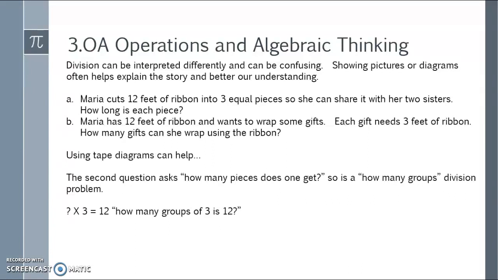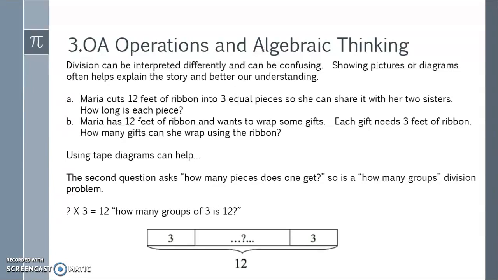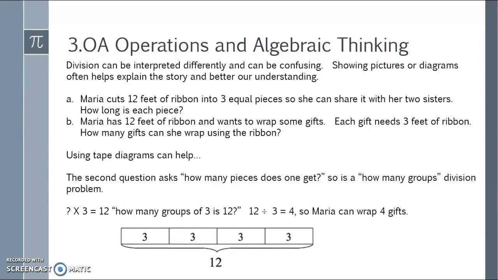Now the second question using a tape diagram. The second question is asking how many pieces does one get, or how many groups do we need? So how many groups of 3 is 12? So this time we know that each subset is 3 in our tape diagram, and we know we need to get to 12. So how many 3's can we break this into?